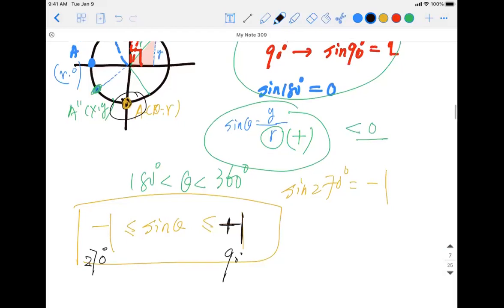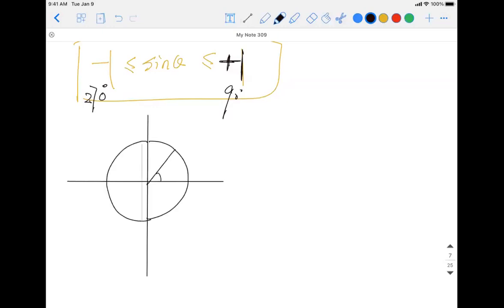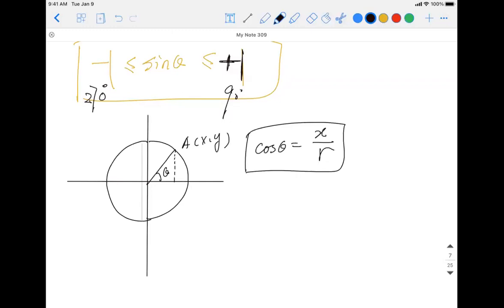Okay, and we can do the same thing for cosine. Let's have a quick look. For cosine theta, it's pretty much the same thing. If you have an angle theta, this is your point A, (X, Y). Cosine theta is defined as X over R. Where is X? X is here. So that being said, as long as your X is closer to R, your cosine theta is going to be closer to 1. When theta equals 0 degrees, cosine theta equals 1, because by that time A is here, your Y equals 0 and your X equals R. That's going to be your 1.